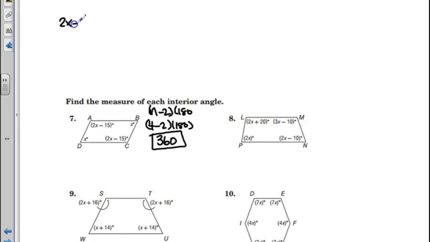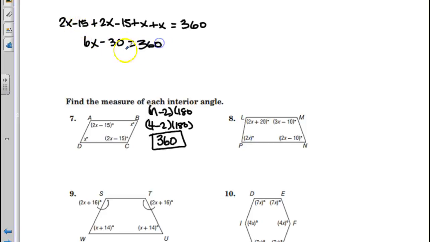So for number 7, 2x minus 15 plus 2x minus 15 plus x plus x. Now, you could have just said 2 times this since they're the same, and 2 times that since they're the same, equals 360. Putting all of my x's together, 2x, x, and x makes 6x. And I have 2 negative 15s, so minus 30 equals 360. Adding 30 to both sides to solve this, 6x equals 390. And then I'm going to divide by 6, and so x is 65.